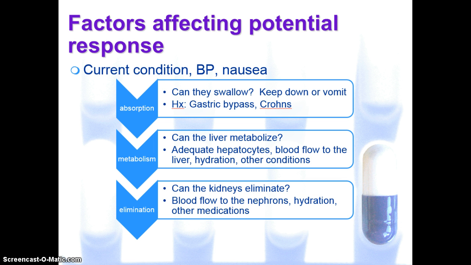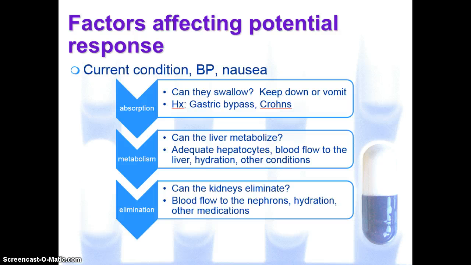When we look at factors affecting potential response, what's their current condition? Absorption, we think about, can they swallow? Can they keep it down, or are they going to vomit it back up? A person with history of maybe gastric bypass, where they've had their stomach stapled to lose weight, or Crohn's disease, where they've lost a lot of their small intestine because of the disease process, might have problems with absorption.